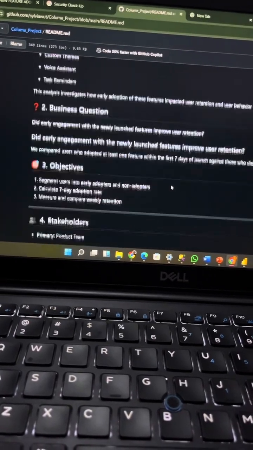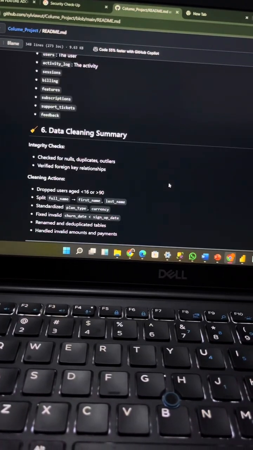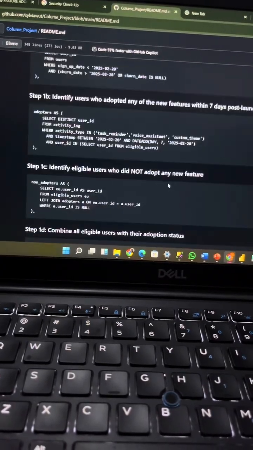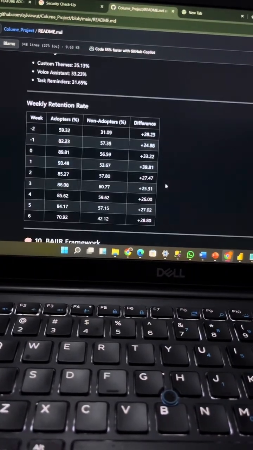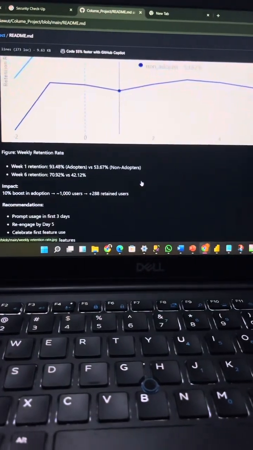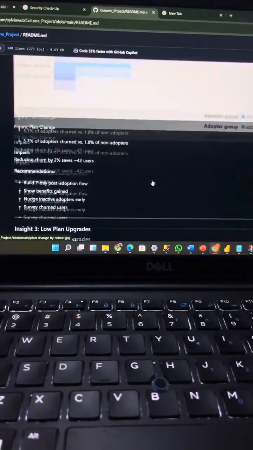So this is GitHub. This is where we documented everything, like a real analyst team, right? A full readme explaining the business problem, SQL logic, insights, and recommendations.